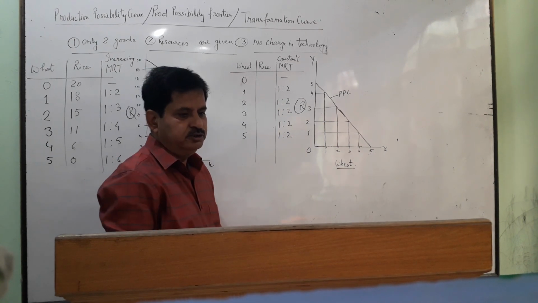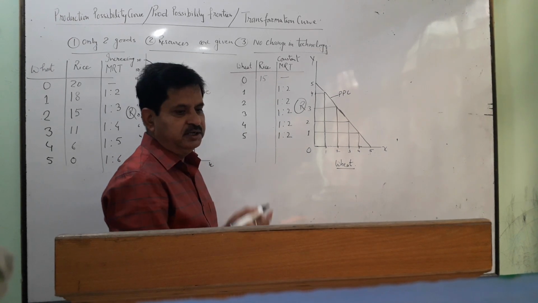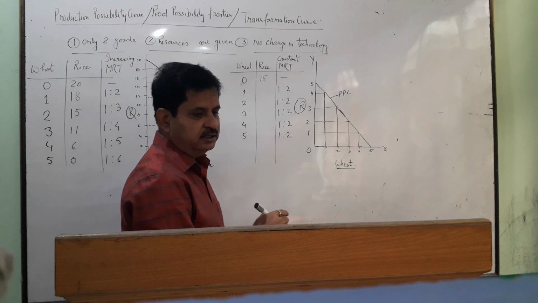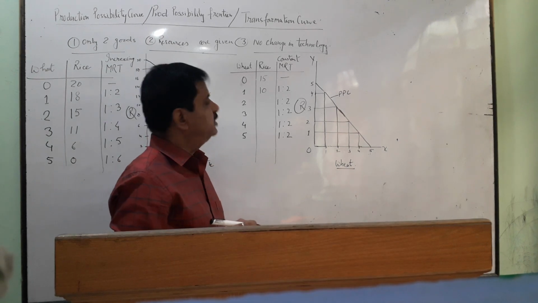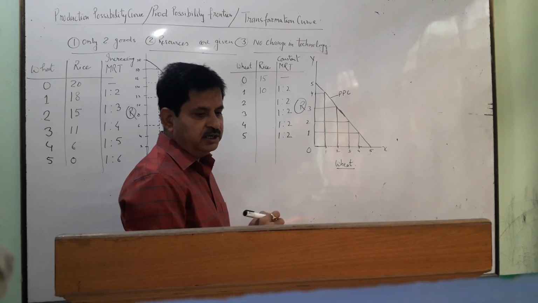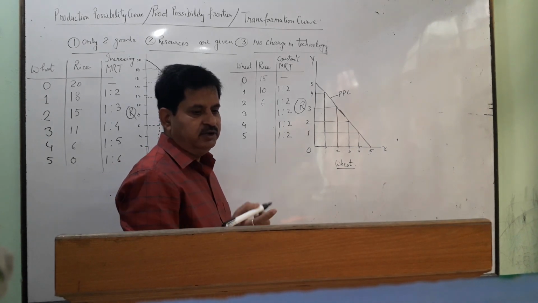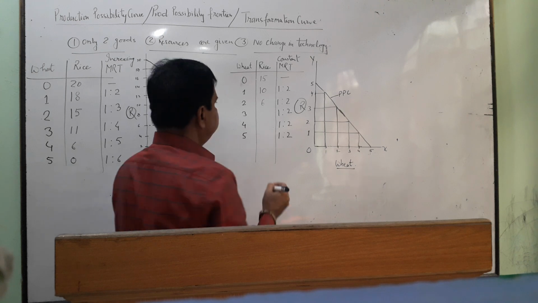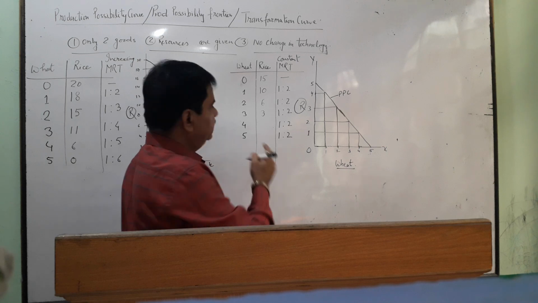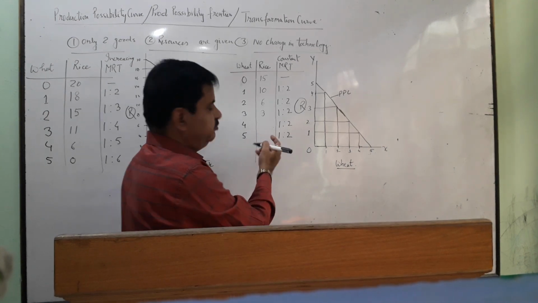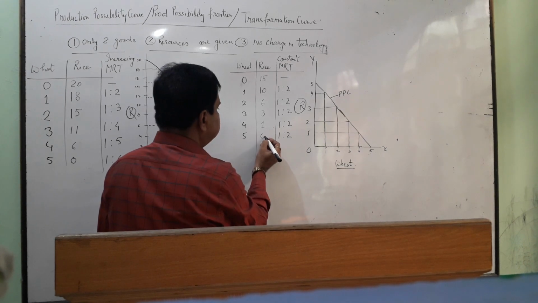when we were producing 0 units of wheat, we were producing 15 units of rice. When we increased it by 1 unit, we were able to produce 10 units of rice. Again, when we increased by 1, rice production was 6. Then we increased it by 1, and the production of rice was 3 units. When we increased it by 1 unit, we had to decrease it to 1. And at the 5th unit, it was 0.